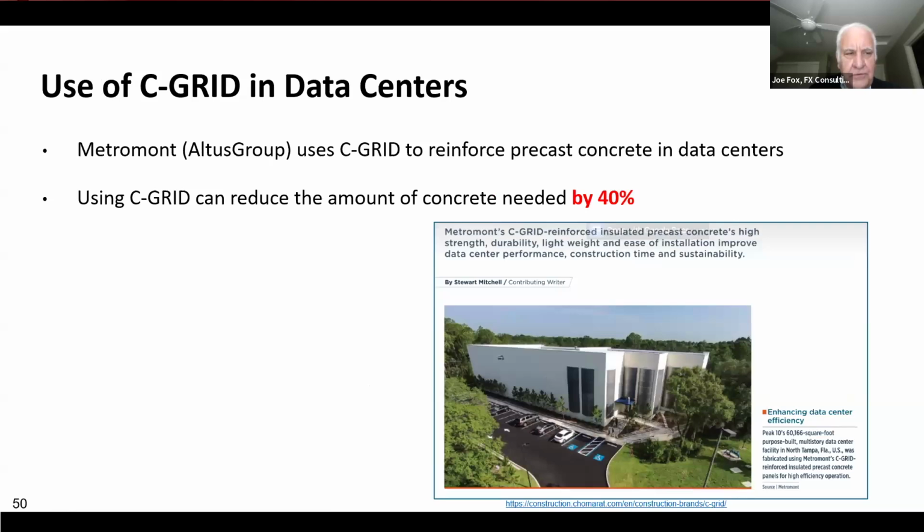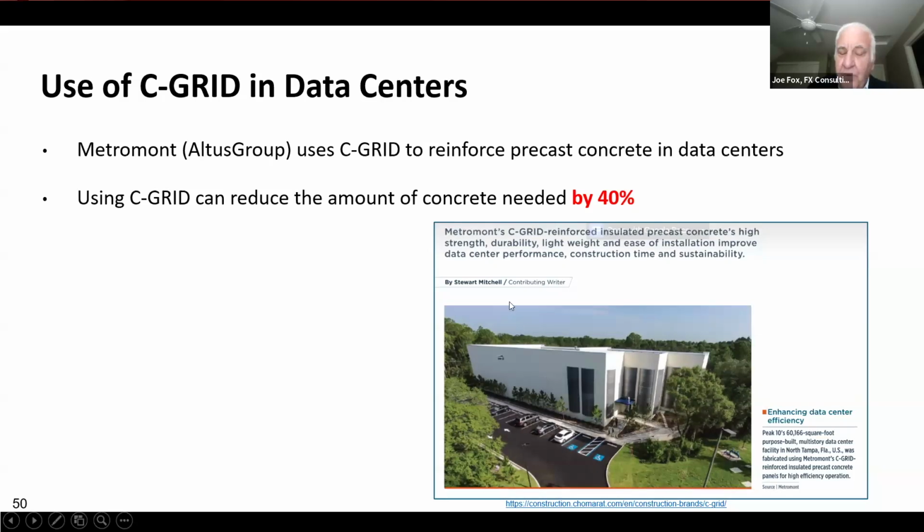And how is it used? Well, Metromont, one of the members of the Altus Group, uses Seegrid to reinforce precast concrete in data centers like the one shown here. And they have found that using Seegrid can reduce the amount of concrete by 40%.